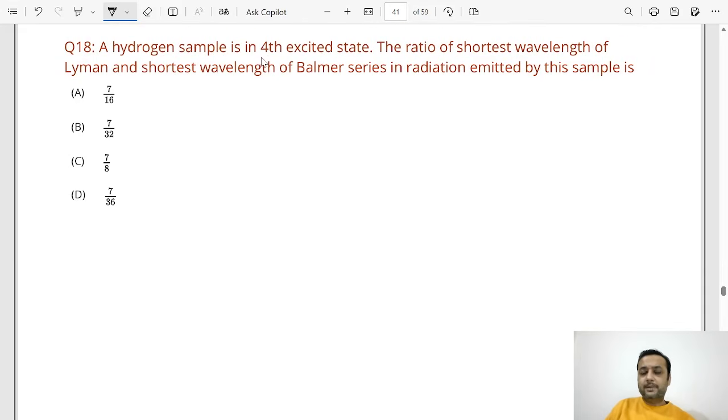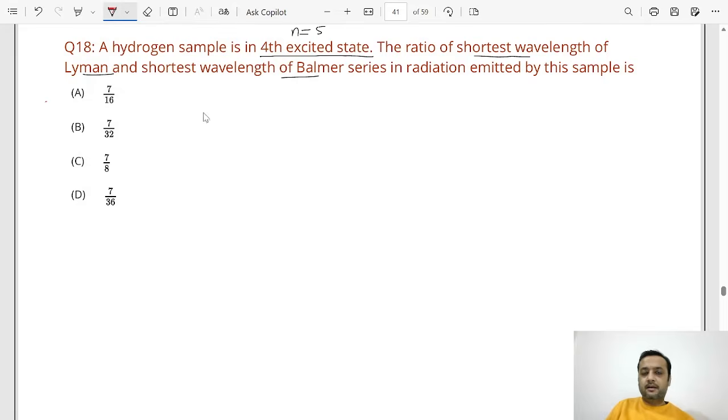A hydrogen sample is in fourth excited state. Fourth excited means n equals 5. Remember, it is not n equals 4. This is a very frequently occurring mistake, so most of you should remember this. Fourth excited state means n equals 5. The question asks for the ratio of the shortest wavelength of Lyman to the shortest wavelength of Balmer in the radiations emitted by the sample.